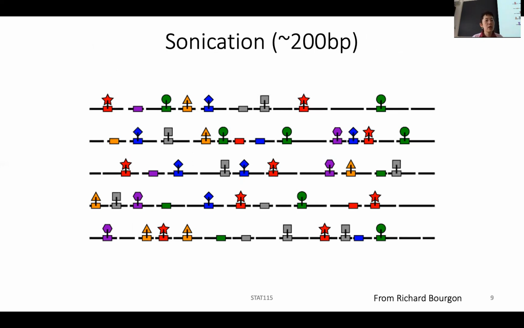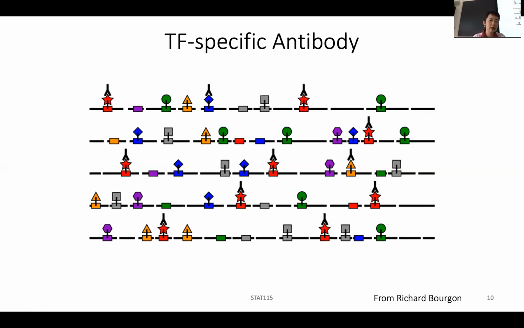And then there are machines that can sonicate, use sonic waves to break the DNA into shorter pieces. Because we have done the cross-linking, the transcription factors are still attached to the DNA that they bind to. And then if we are interested in a particular transcription factor, you have an antibody. In this case, we are interested in this red star protein, and there is already an antibody that has been raised, which uniquely recognizes the red star protein. You can add the antibody to this solution.